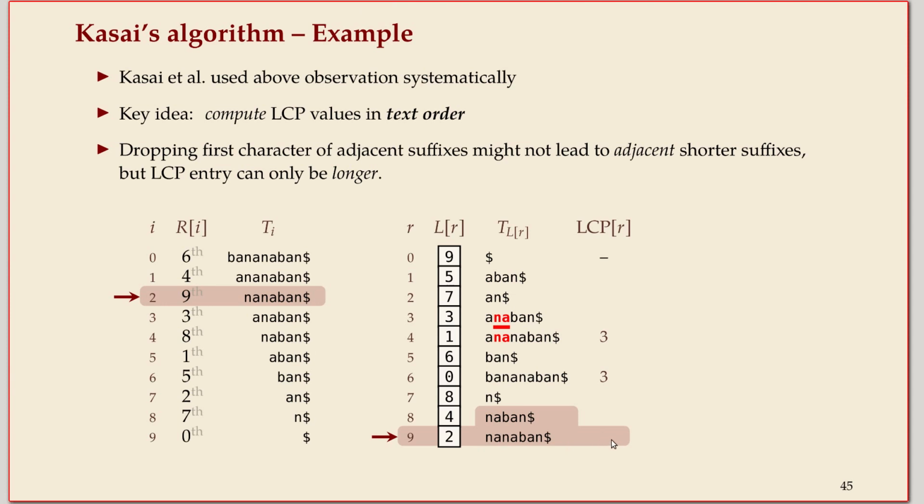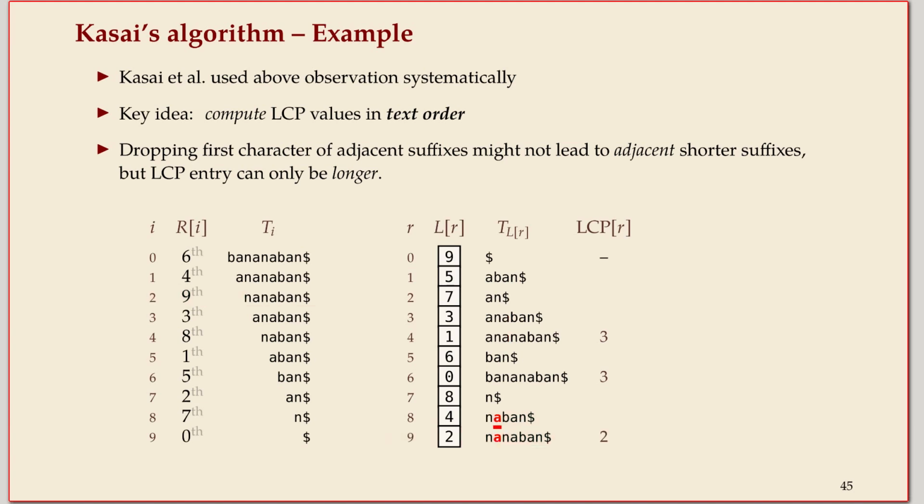Here's the entry of the LCP array that we want to fill now. Here are the previous two ones, and in that case, actually deleting the first character gave you exactly those two strings. So we already know that they share exactly the NA. The algorithm doesn't check this, so it would just compare B and N and find they're different. So with one more comparison, it would find the next entry in the LCP array.